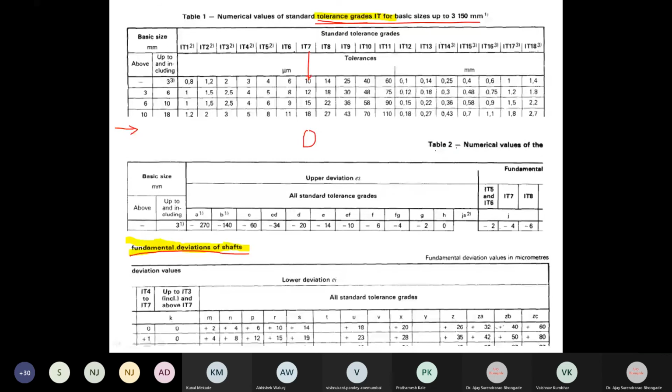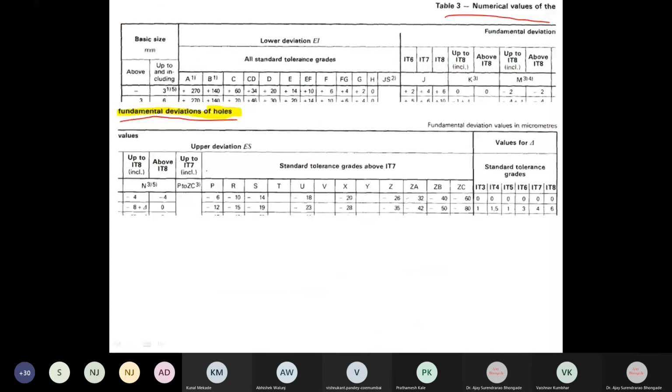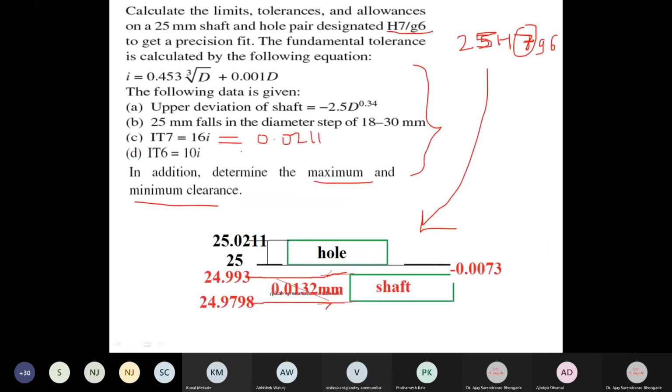So from table 2, you can work out the fundamental deviation for the shaft. From table 3, you can work out the fundamental deviation for the holes. And table 4 is for getting the diameter step, that is, in which step your diameter lies. I leave an exercise for you: whatever values we had worked out empirically, can we use the tables to work them out and cross check whether we get the exact similar dimensions? Use the table and cross check whether the values are matching or not.